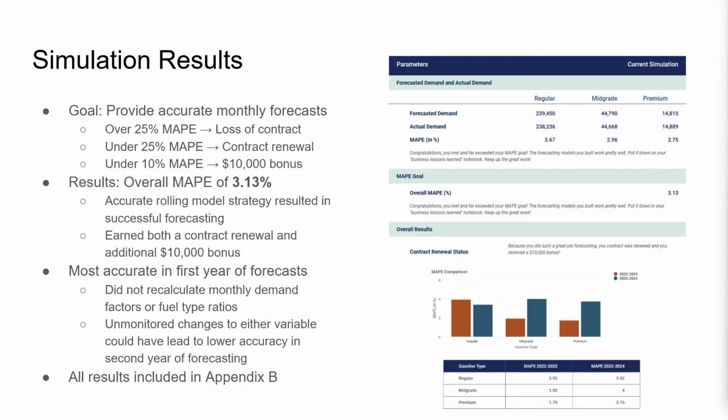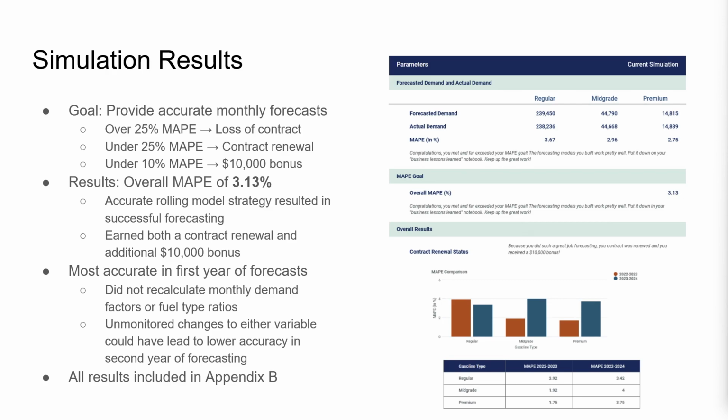So by incorporating all of this information into our monthly forecast, how well did we perform over the 2-year period? As a reminder, the goal of the simulation was to finish the 2-year period with under 25% error for a contract renewal, or under 10% error for an additional $10,000 bonus. We finished the time period with an error of 3.13%, surpassing expectations for the contract. Our rolling linear regression model and combined quantitative and qualitative approach were a success, earning us both a contract renewal and an additional $10,000 bonus.